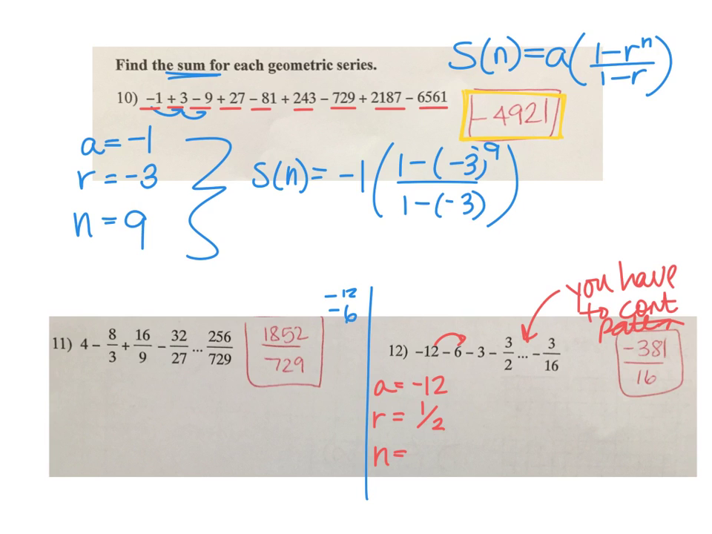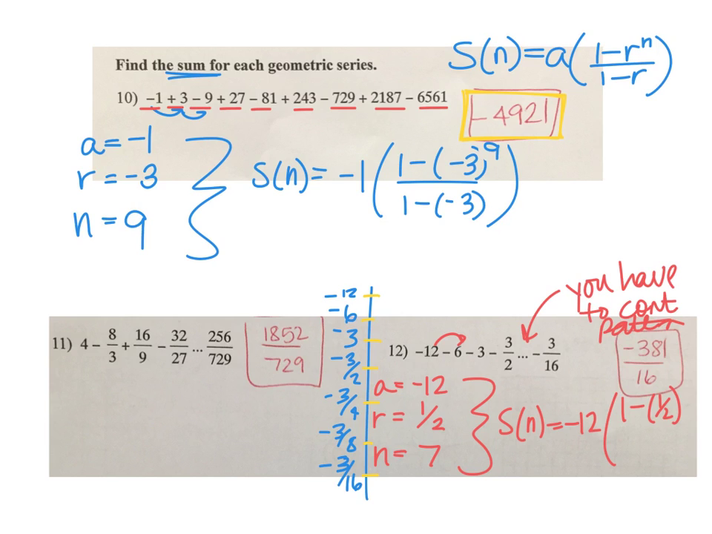You've got negative 12, negative 6, negative 3 over 2, negative 3 over 4, negative 3 over 8, negative 3 over 16. These are the values your calculator would give you. And that is 1, 2, 3, 4, 5, 6, 7. I have 7 terms. So when I set up my equation, I'm going to have negative 12, 1 minus, always use parentheses, 1/2 to the 7th power, all over 1 minus 1/2. All right? You're going to have to just take some time with your calculator and make sure that you can get this final answer of negative 381 over 16.